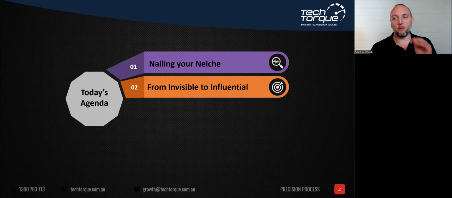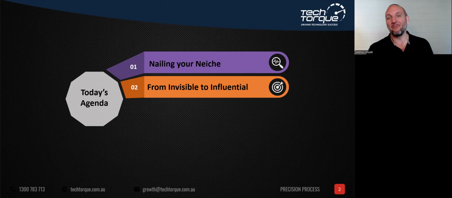The second part is going to be from invisible to influential. It's really important to be influential in your industry. You don't necessarily need to be an influencer, somebody who, we know what that is, but in your industry, how do you do that? Well, you can do that through a whole range of topics and ideas and ways to achieve that. And I'll take you through how we think about that here at TechTorque.